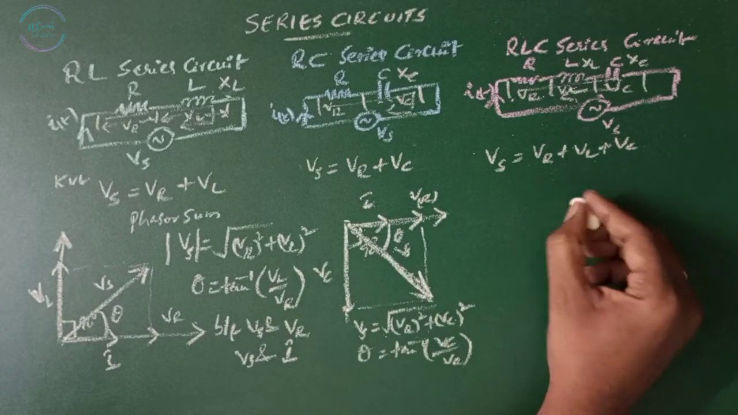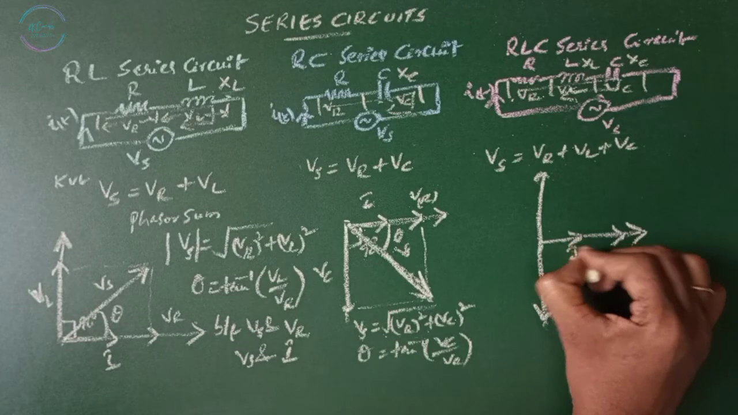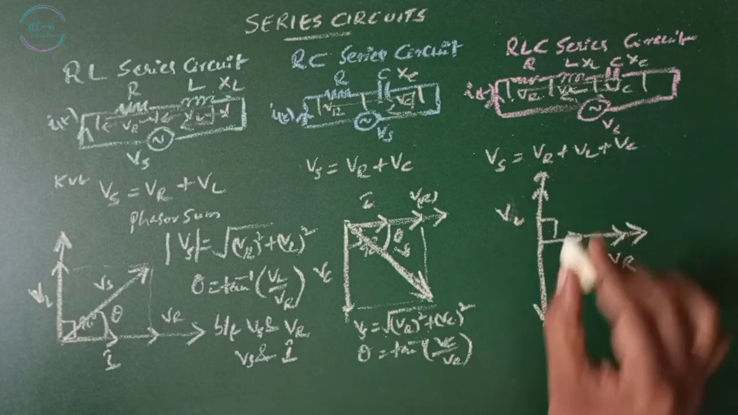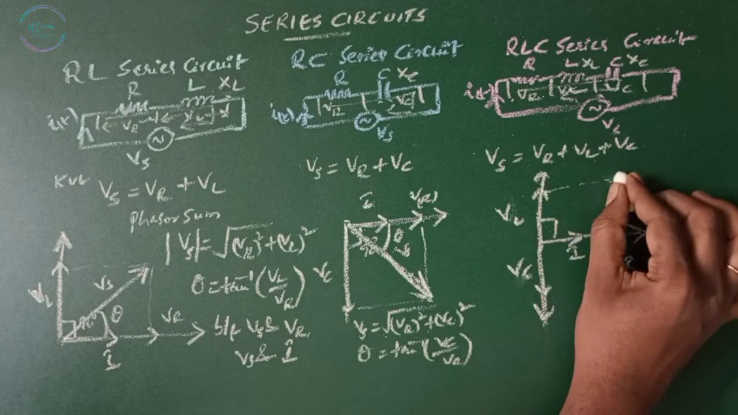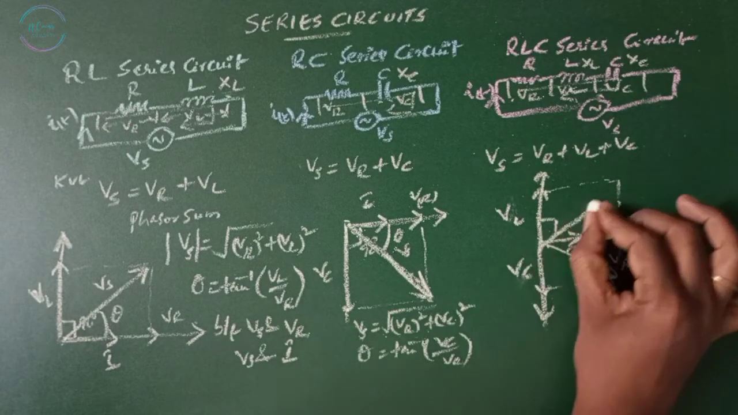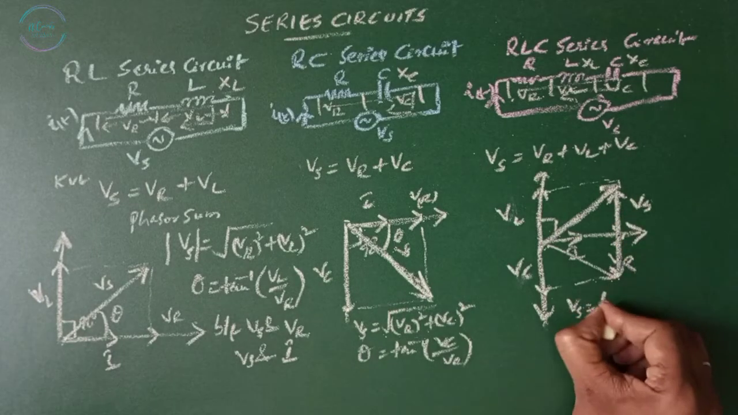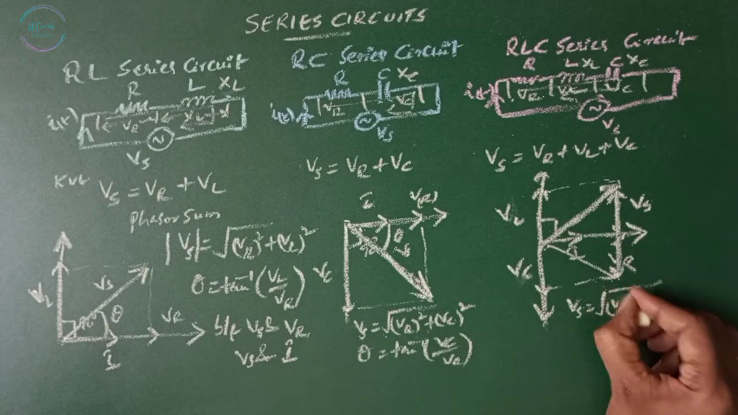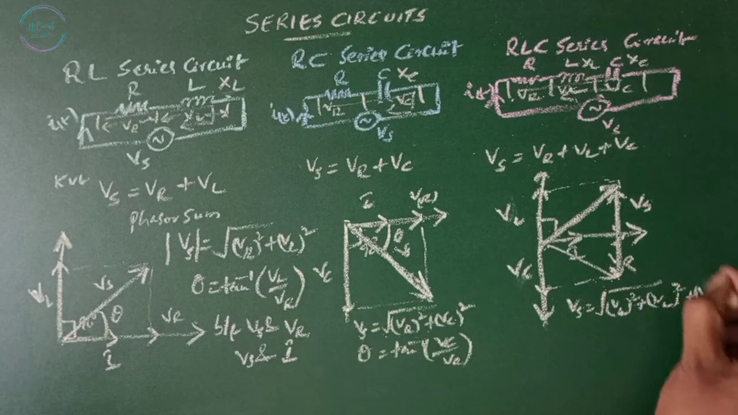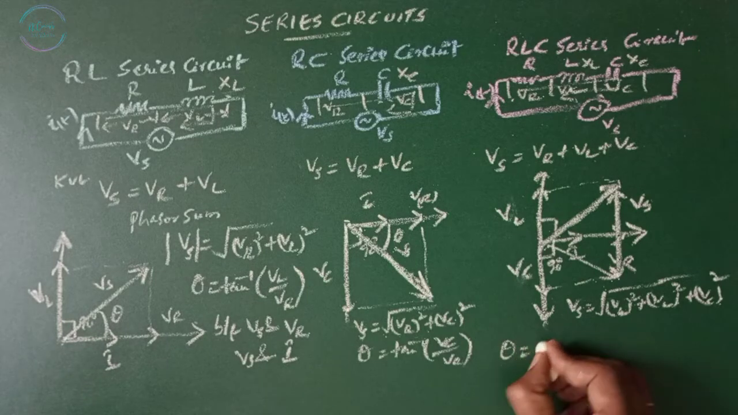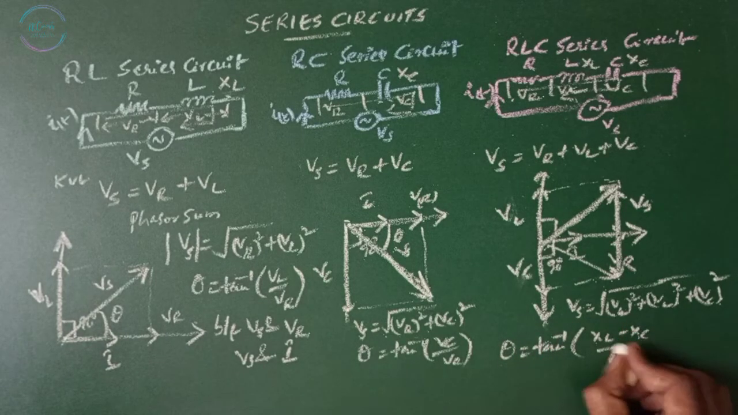In this case, draw a phasor diagram. This is my VR, current I, 90 degrees VL and 90 degrees VC. The phasor sum is, this is Vs. Vs equals square root of VR square plus (VL minus VC) square, and theta equals tan inverse of (XL minus XC) divided by R.